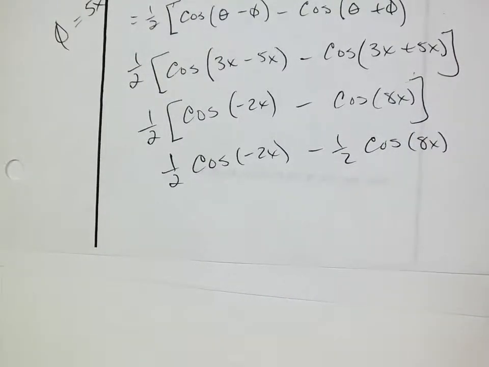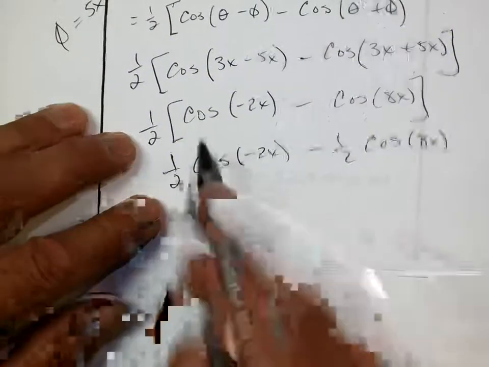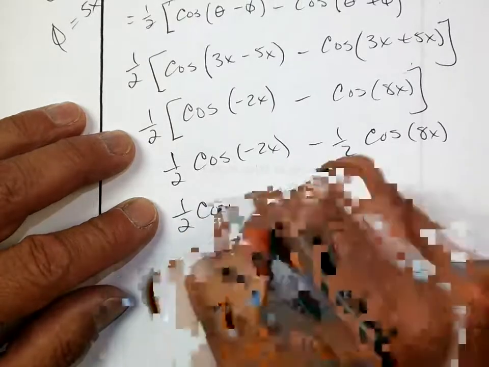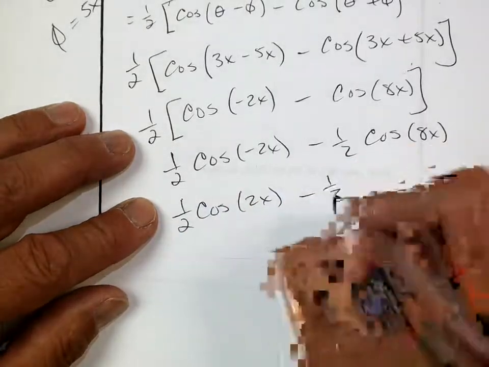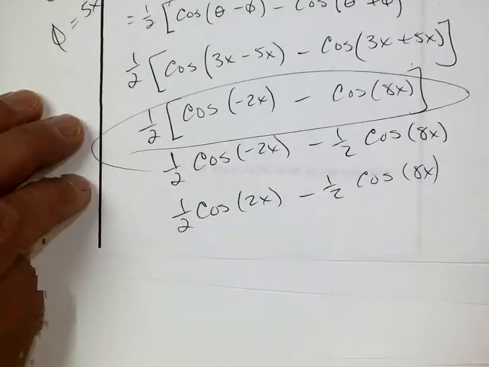And there's one other answer the book likes, and as a little side note, the book taught us a long time ago that cosine of a negative angle is equal to just the cosine of the angle. I know you probably don't remember that, but it's in your identities. I'll show you where that one is. Right there, cosine of a negative angle is just cosine of the angle, right? So the book wants to take it one more time. They're going to change this to 1/2 cosine of just 2x minus 1/2 cosine of 8x. Again, that answer is fine for me.